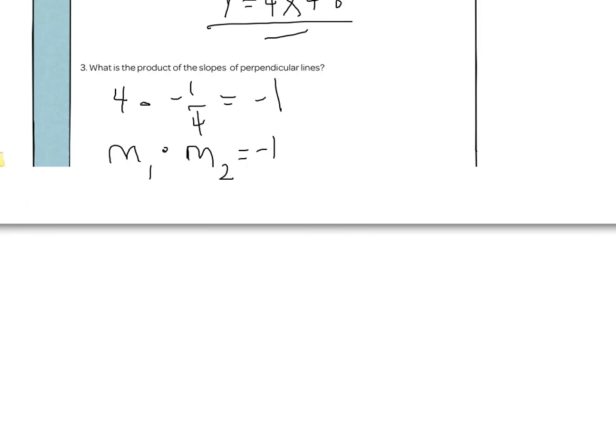Problem 3, what is the product of the slopes of perpendicular lines? Well, we just saw this. When we had slope 4 and multiplied it by the perpendicular line slope, -1/4, it was equal to -1. That is true for every single slope of a perpendicular line. So m1 multiplied by m2, our two perpendicular slopes, should always be equal to -1.